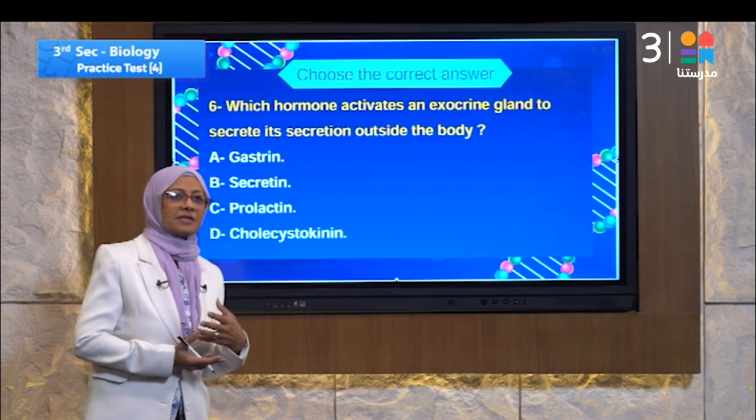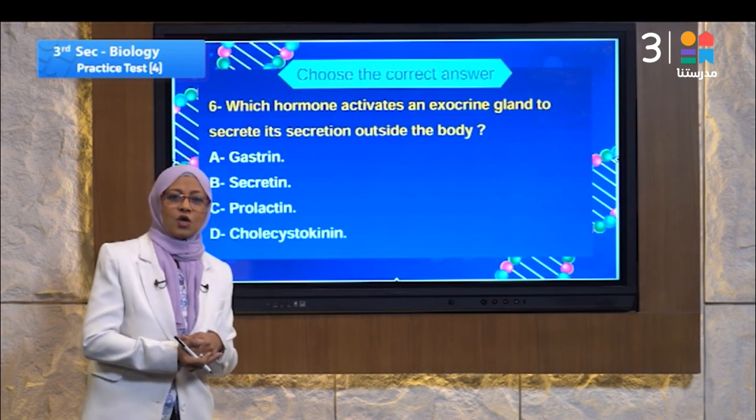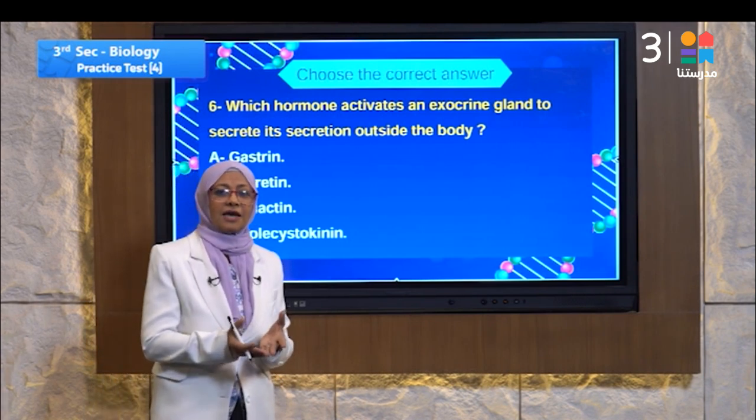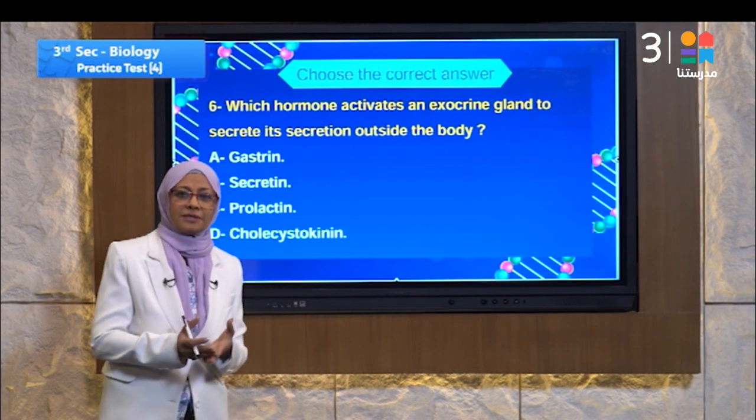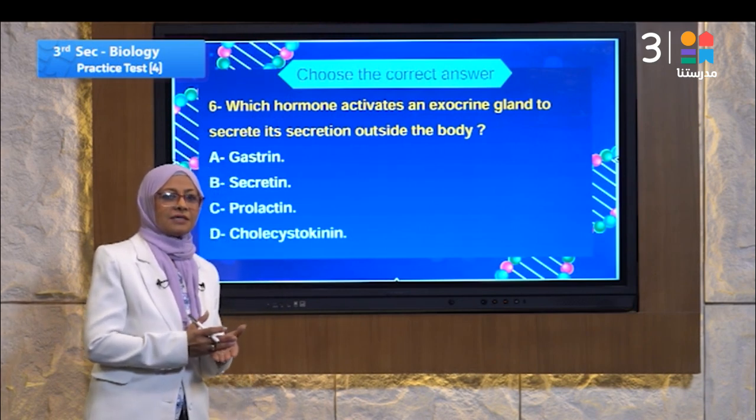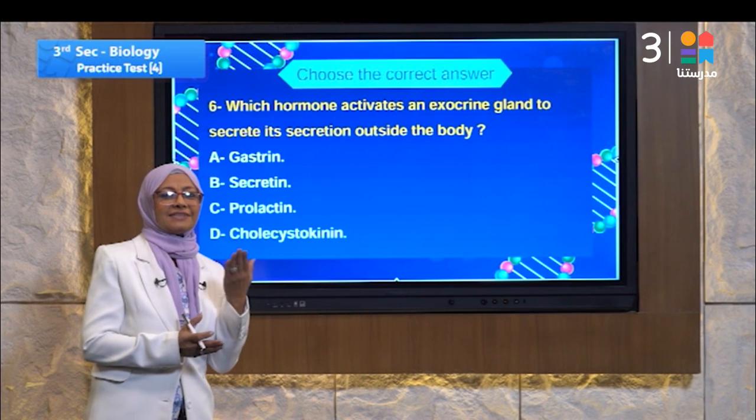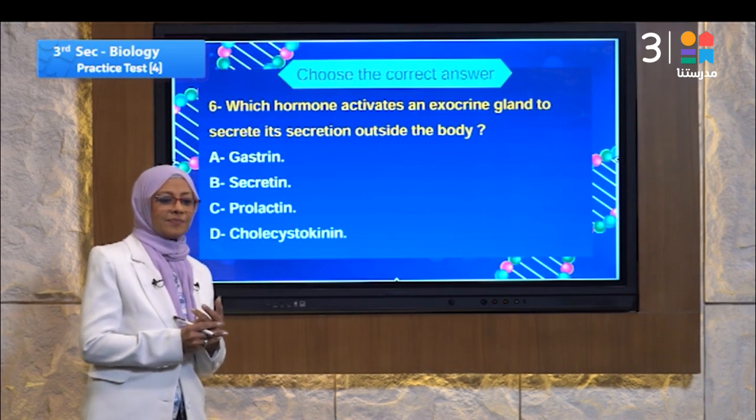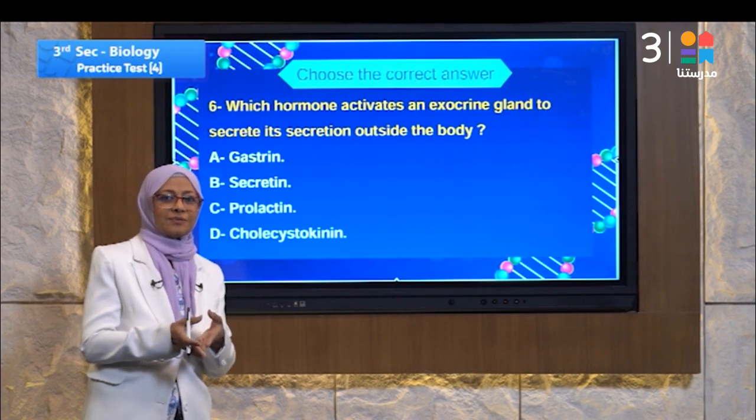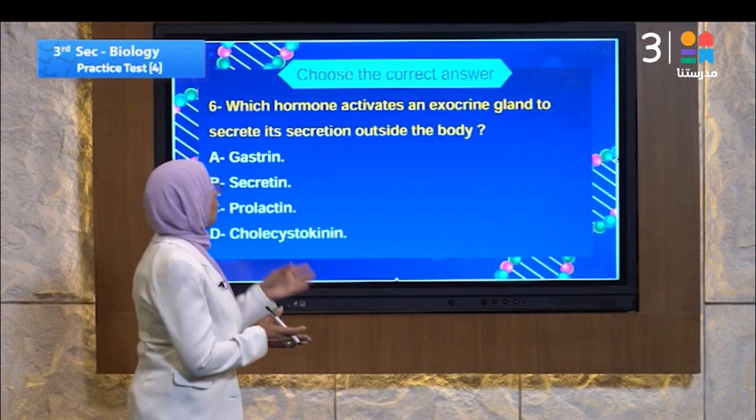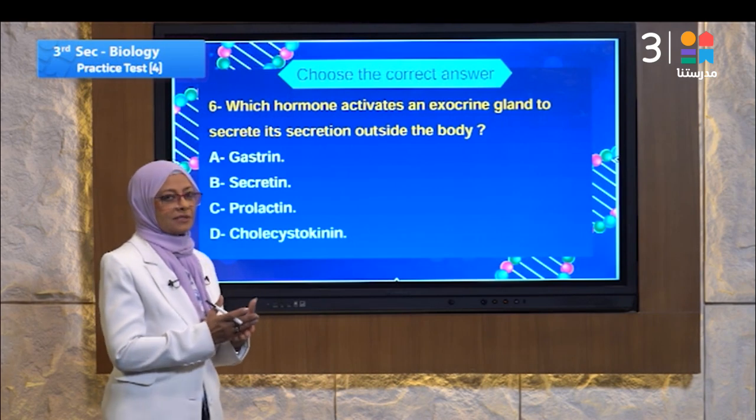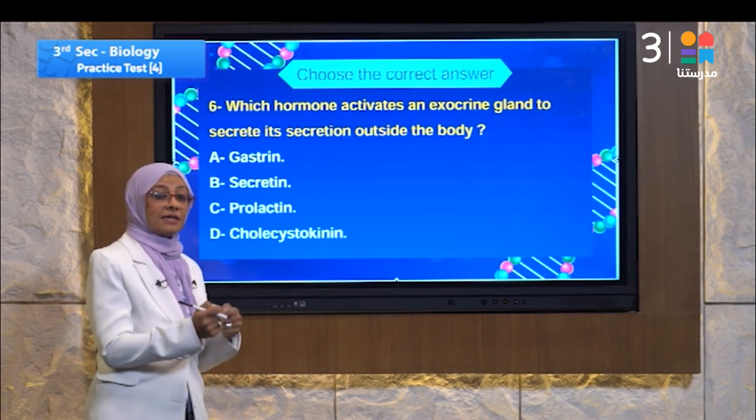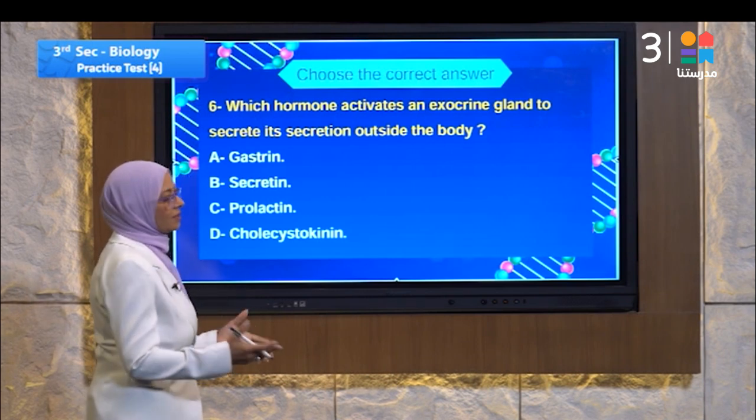An exocrine gland is a duct gland which secretes its secretion in a cavity and contains a duct and an opening. But endocrine glands work silently, without a duct, and the secretion goes directly into the bloodstream. So this hormone, secreted by an endocrine gland, activates an exocrine gland to make the secretion outside the body.